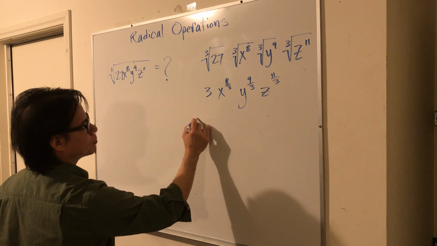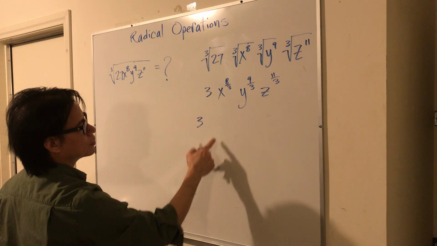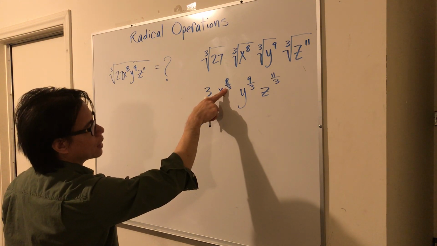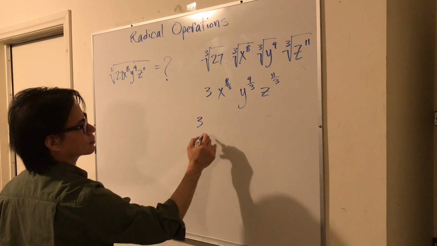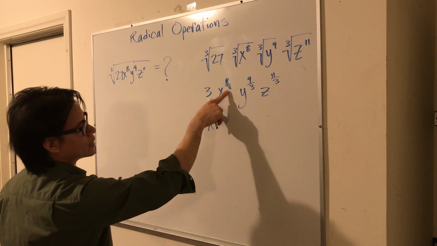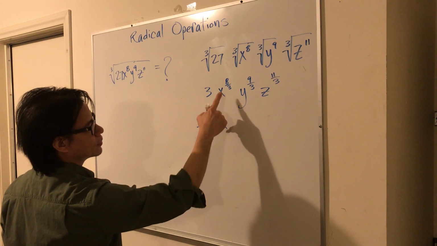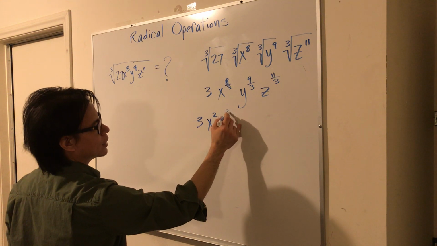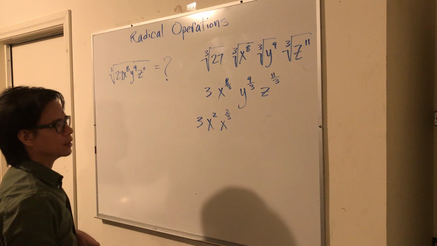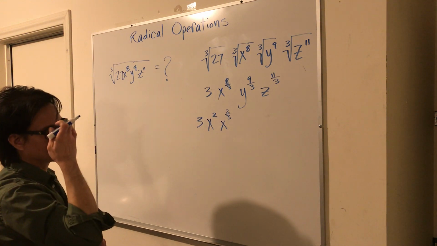Okay, so I'm going to bring down the 3. You have x to the 8 over 3, so you can ask yourself, how many times can 3 go into 8? 2 times. Okay, so 3 times 2 is 6. Now we're going to have 2 left out of 3. If you can understand how we got that, then this method will be good for you.